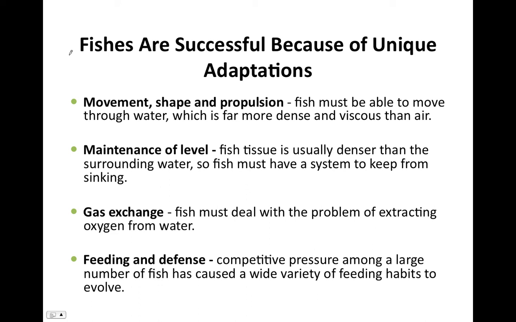And gas exchange. Fish are animals; they need oxygen, so they have to be able to metabolize their food. So they have to be able to extract oxygen that's dissolved in the water. We'll talk about that a little more in a second. And feeding and defense. Obviously, they have to find food, and they have to prevent from being food. So there's a lot of competitive pressure among all these fish, and that has caused a wide variety of feeding habits to evolve and a significant amount of diversity among fish.